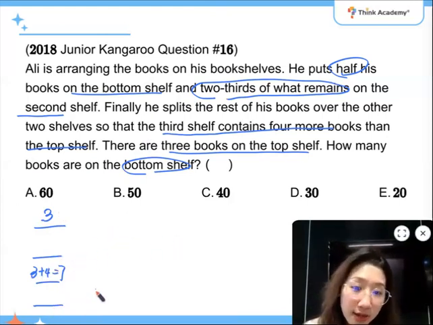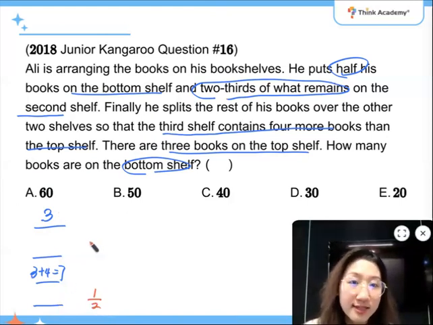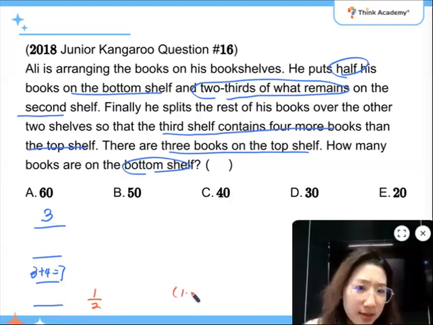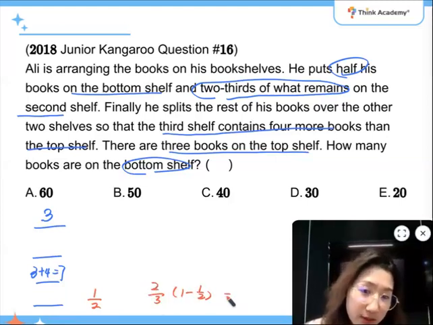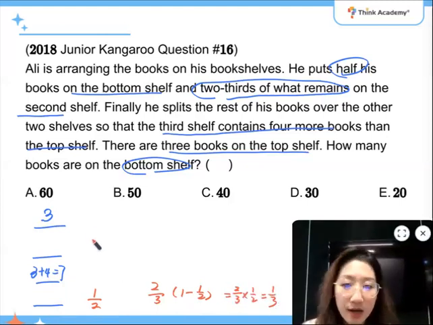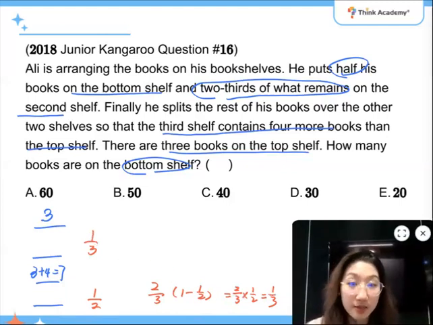So for the bottom one is half of the books. And then for the second layer is 2/3 of what remains. So what remains is definitely 1 minus a half, which is a half, and then 2/3 of it, you are basically doing 2/3 times a half, and that will give you 1/3. That means the second layer contains 1/3 of the books.